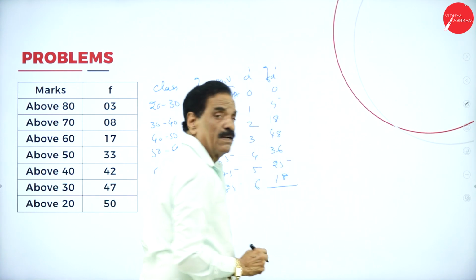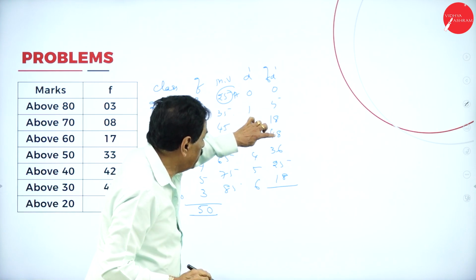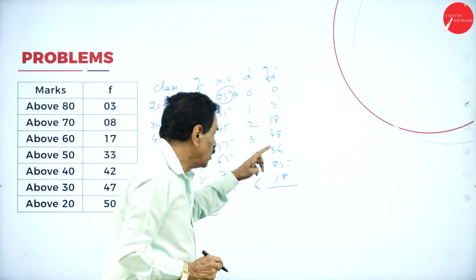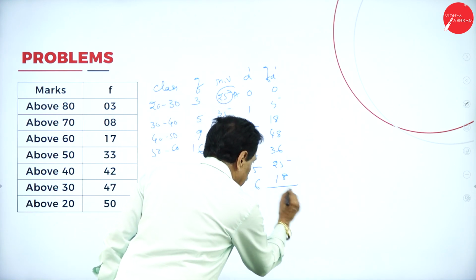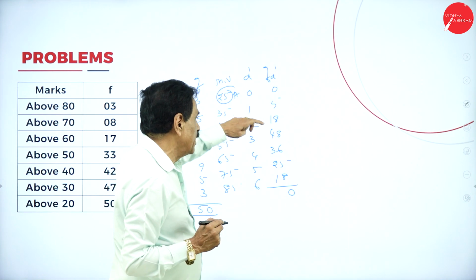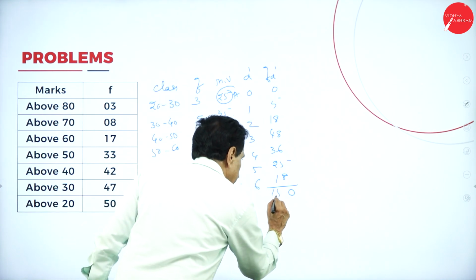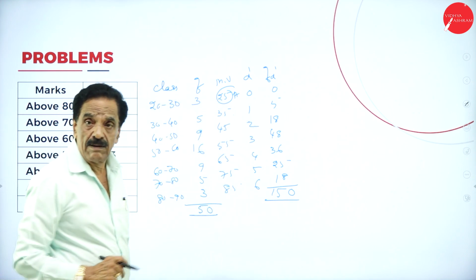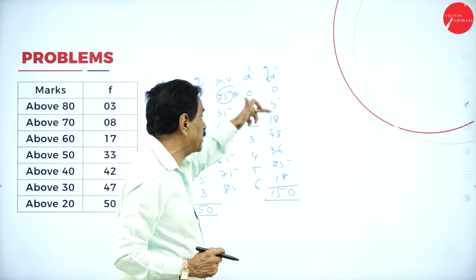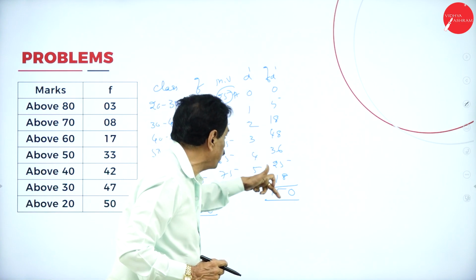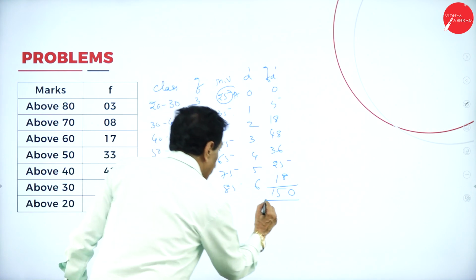Add the figures. 5 plus 8, 13, 13, 8, 21, 27, 32, 8, 40, 4 plus 1, 5, 9, 12, 14, 15, 150. Once again, we make the total. 5 plus 8 is 13, 8 plus 8, 16, 21, 27, 32, 40, 4 plus 1, 5, 9, 12, 14. So this is sigma FT dash.